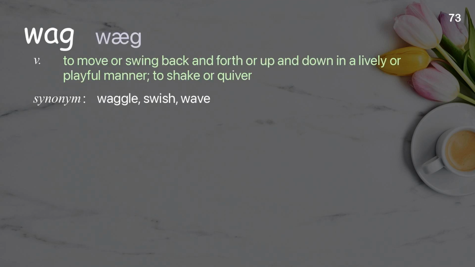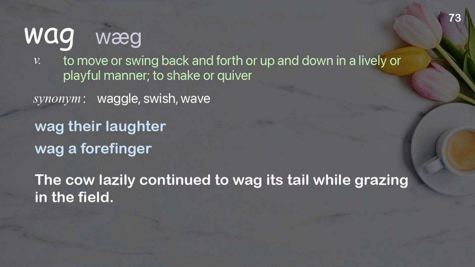Wag. To move or swing back and forth or up and down in a lively or playful manner, to shake or quiver. Examples: Wag their laughter. Wag a forefinger. The cow lazily continued to wag its tail while grazing in the field.